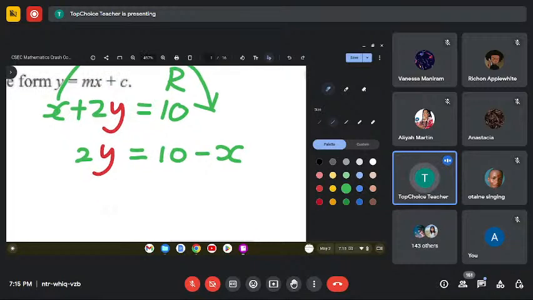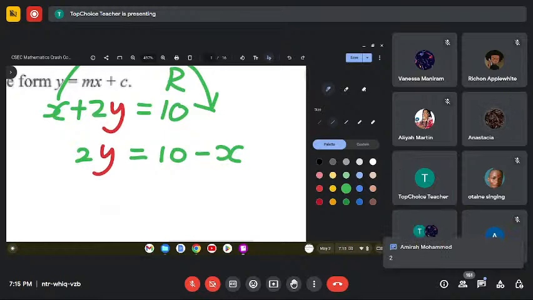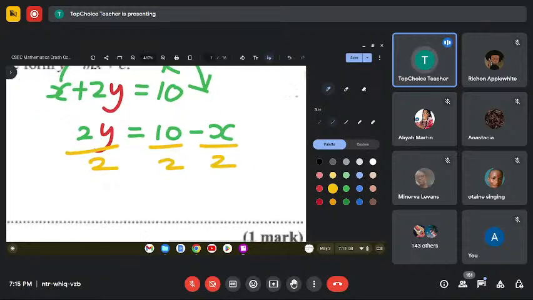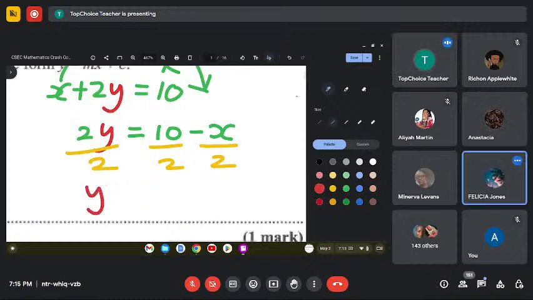So we got rid of the x. What else do we need to get rid of from the left side of the equation? The 2. How do we get rid of that? Divide by 2. So we divide everything by 2. Very good. What is 2y divided by 2? It'd just be y. Very good. We got y equals, let me use green back.